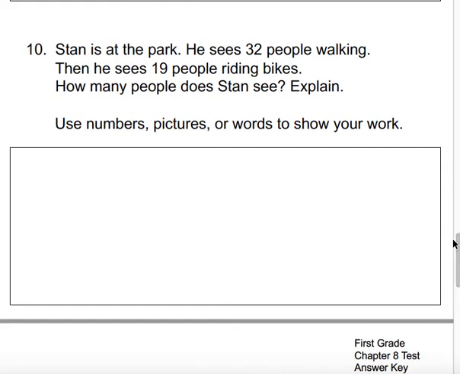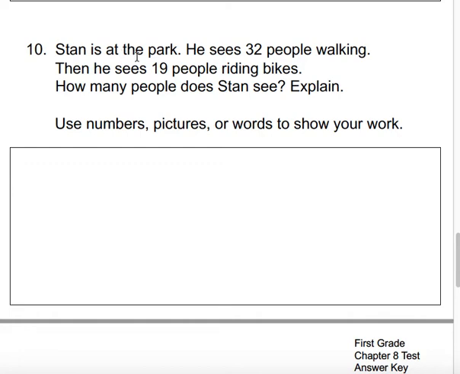Number 10 says, Stan is at the park. He sees 32 people walking. Then he sees 19 people riding bikes. How many people does Stan see? Explain. So use numbers, pictures, or words to show your work. So let's read it again and circle important numbers or write down the numbers that you're thinking about and then what you're going to do with them.